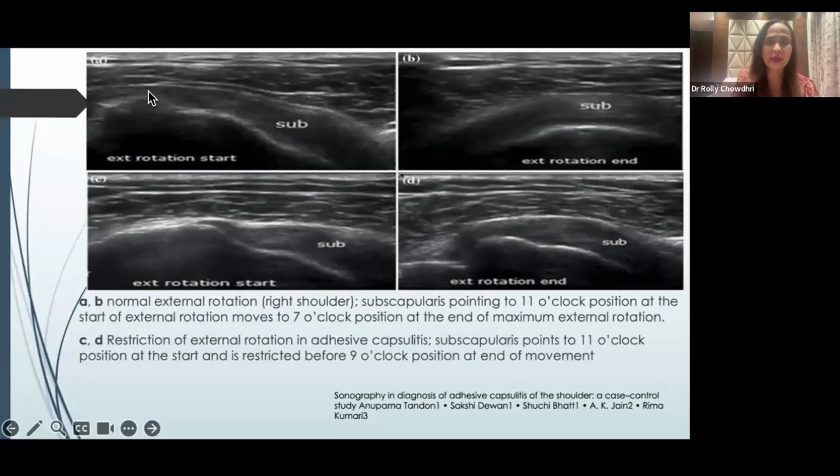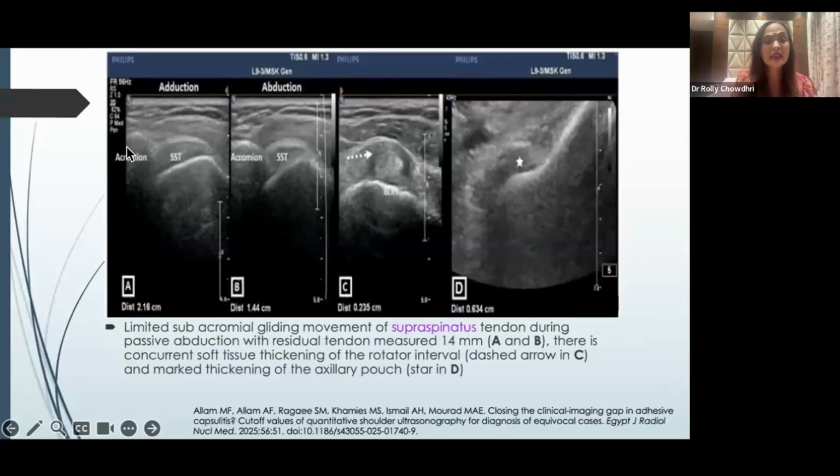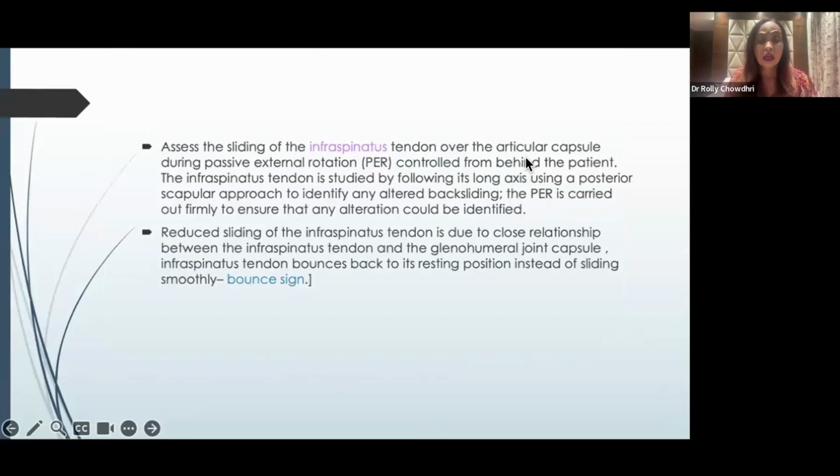So this is one of the images where, in the patient who is able to do the complete external rotation, I can see the subscapularis in its entire extent. And in a patient with restricted external rotation, only the distal aspect of the subscapularis is visualized. Sometimes the patient can also have subacromial impingement, whereby there is restricted gliding of the supraspinatus tendon under the acromion. In the same patient there is also a lot of soft tissue thickening in the rotator interval and axillary pouch thickening.